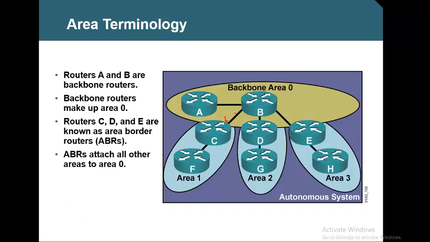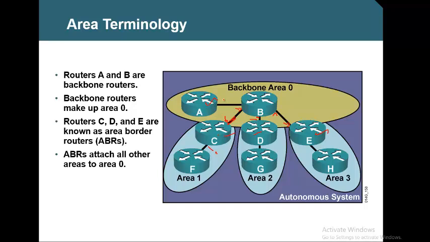This one and this one are area 0. This one area 0, this one area 0. They're all in area 0. But this one on the same router C, this link is in area 1. That is why they are called ABRs. When you have one link in area 0 and the other link in another area, we call those routers ABRs.